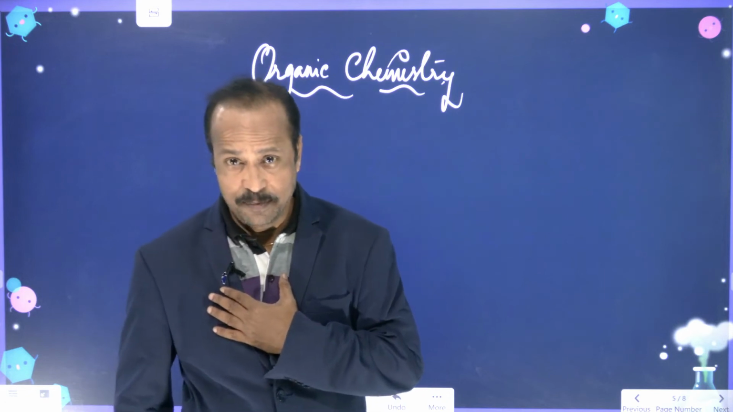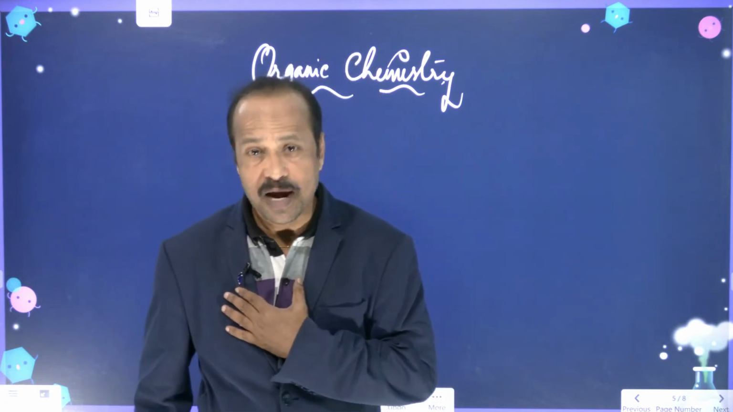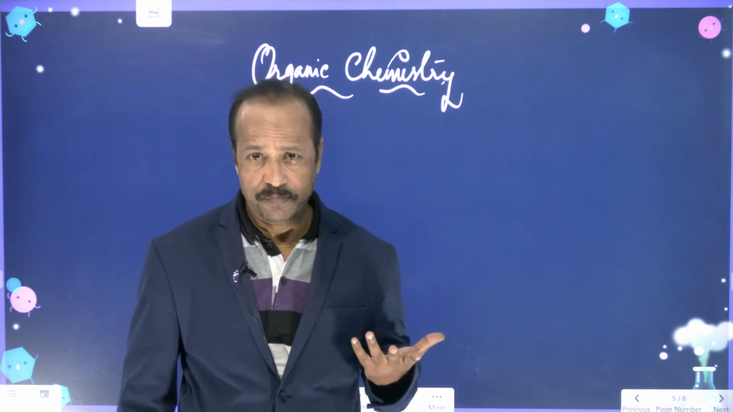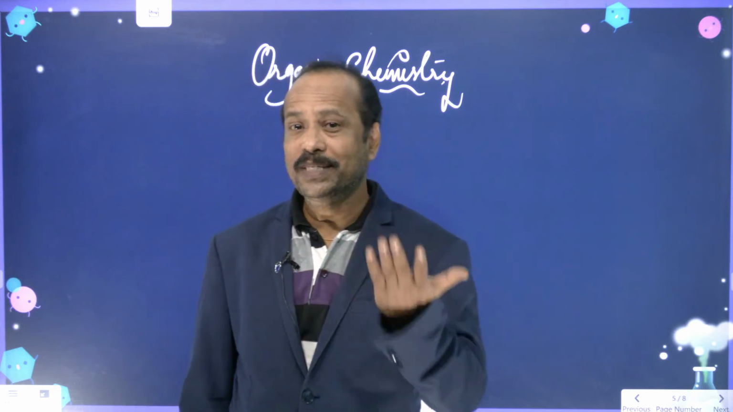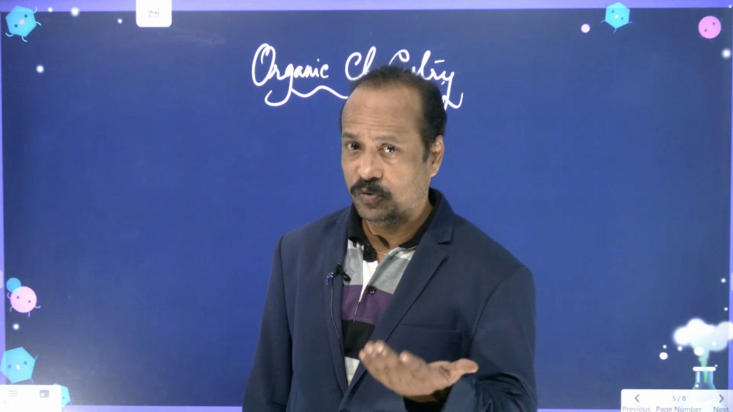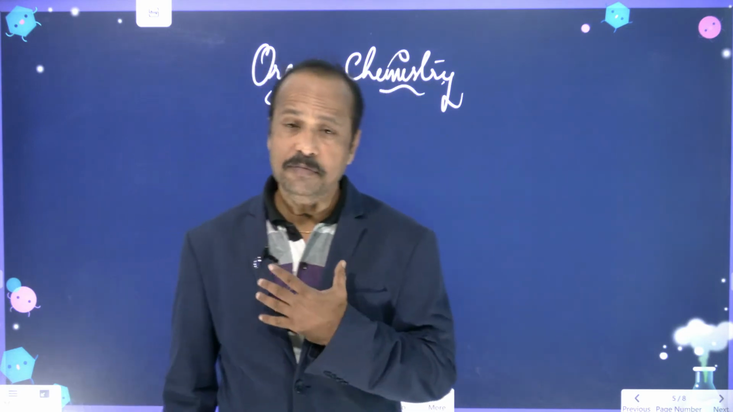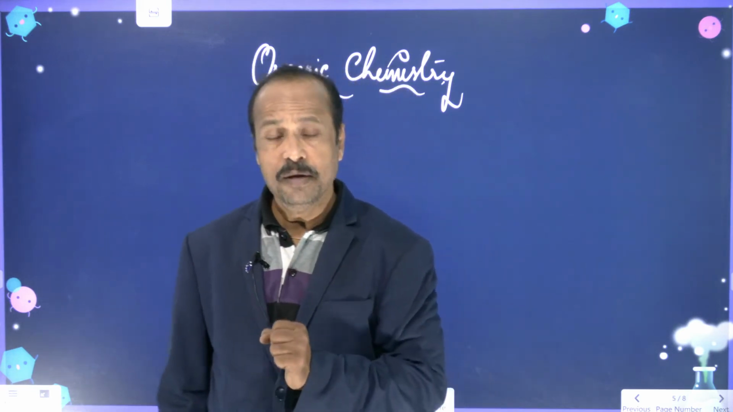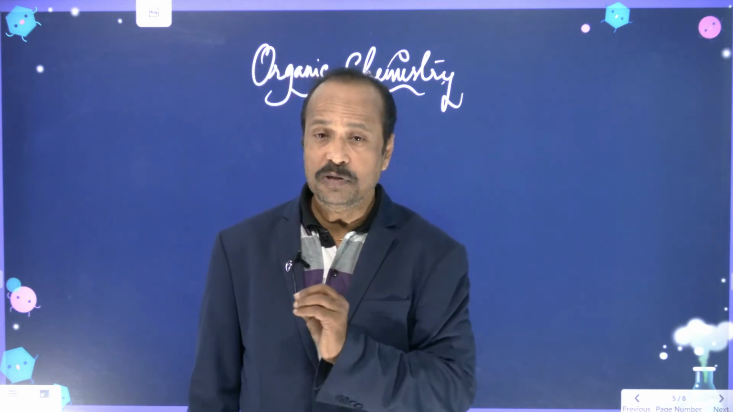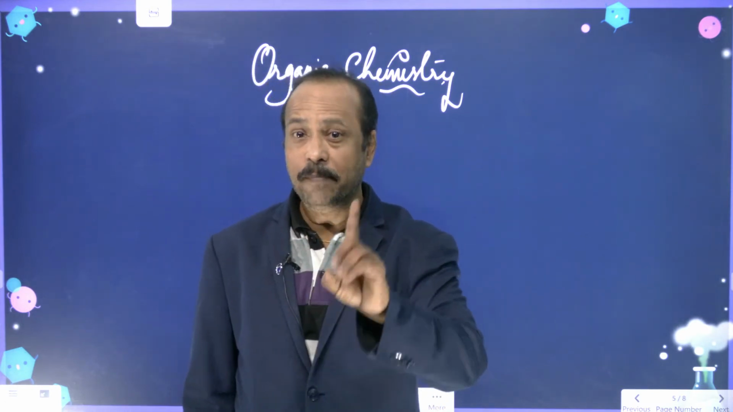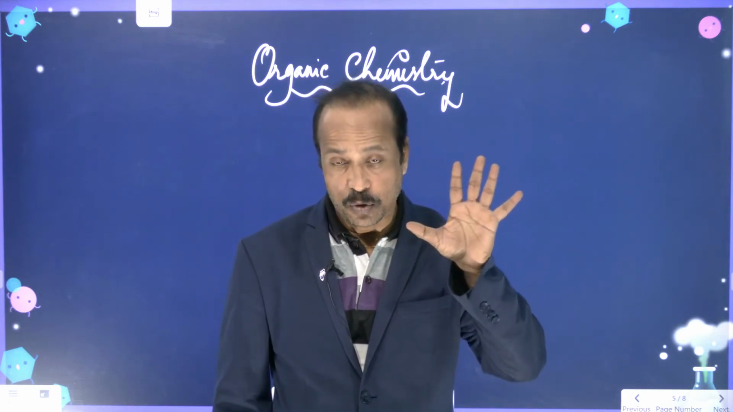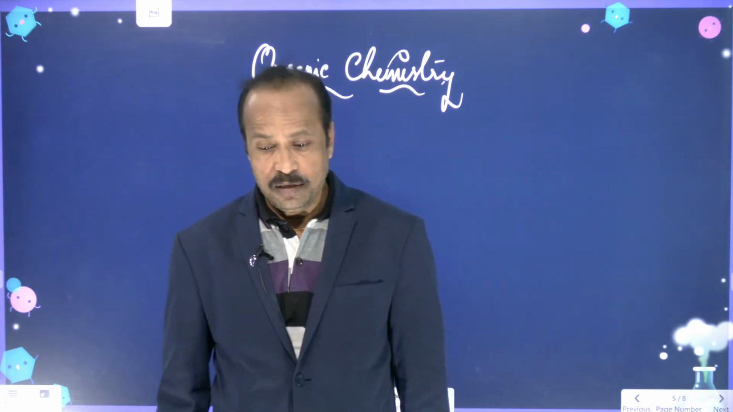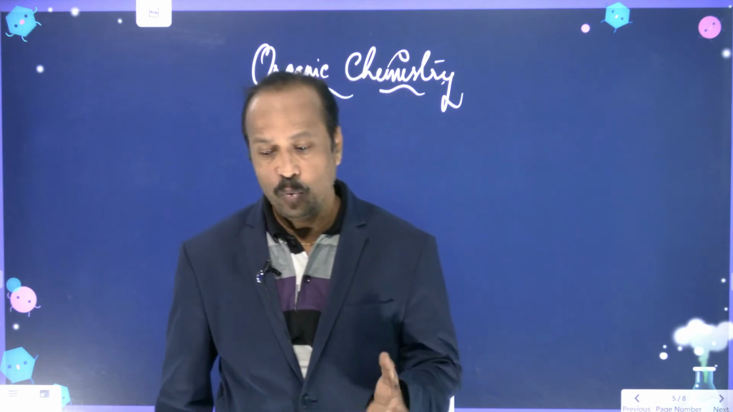What he told is, some things we cannot prepare artificially. Means what? Some things are there in nature which we cannot prepare artificially. To prepare them, a vital force is required. According to him, some substances we can prepare artificially from the things available around us, but some things we cannot prepare. Those substances can be prepared only by living organisms. Those substances we can get only from living organisms.